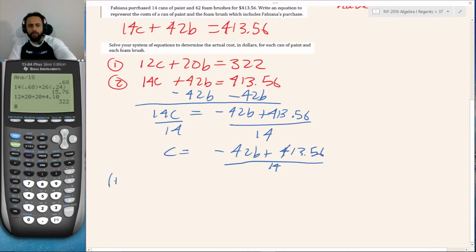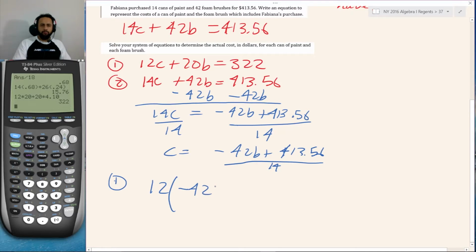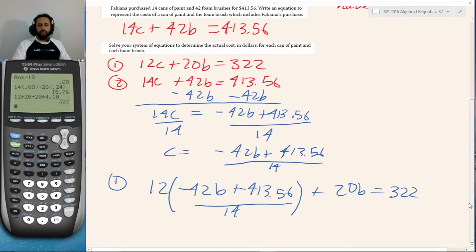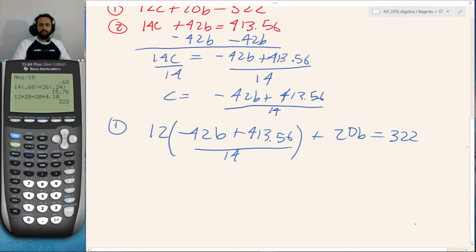So equation 1 says, let's see, 12 times C, which is negative 42b plus 413.56 all over 14, plus 20b equals 322. Okay. I'm going to multiply. I'm going to get rid of that denominator. Let's see. 413.56. I don't know if that's divisible nicely by 14. So I'm going to multiply everything here by 14 and here by 14. So let's see. And that cancels this.